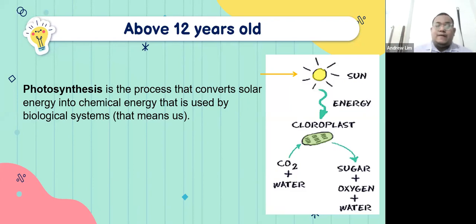We name the people, we name the things, we name the noun. But for above 12 years old science, we use terminology like biological system, like us. So you see this graph here, the sun will give out solar energy. Solar energy will go into the chloroplast of the leaf. With the help of carbon dioxide and water, it ends up releasing sugar, oxygen, and water.